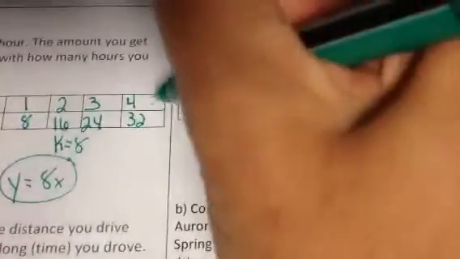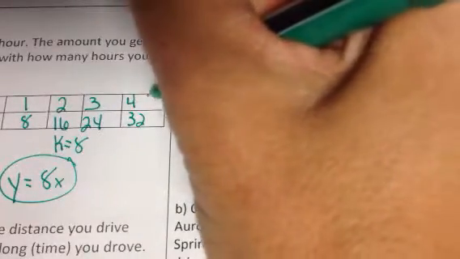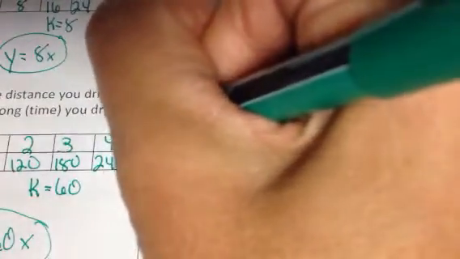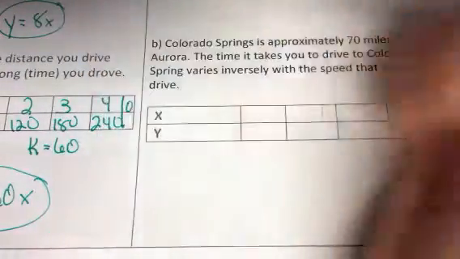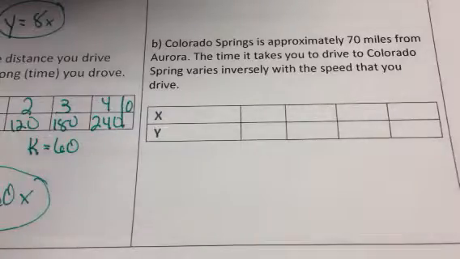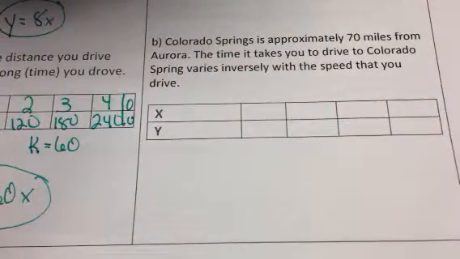0, 0 could fit in here technically. If you work 0 hours, then you're getting no money. Or if you don't drive at all, so 1 minute, 2 minutes, if you drive no minutes, you've gone no miles. Okay, so you can kind of see how 0, 0 would still fit in these.